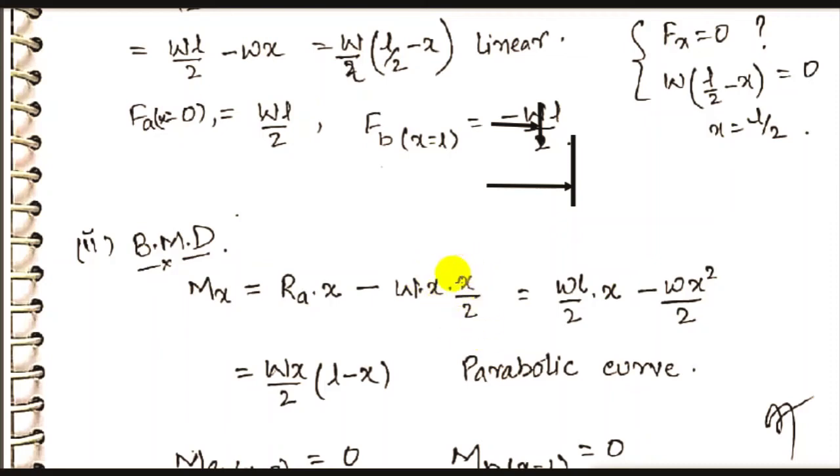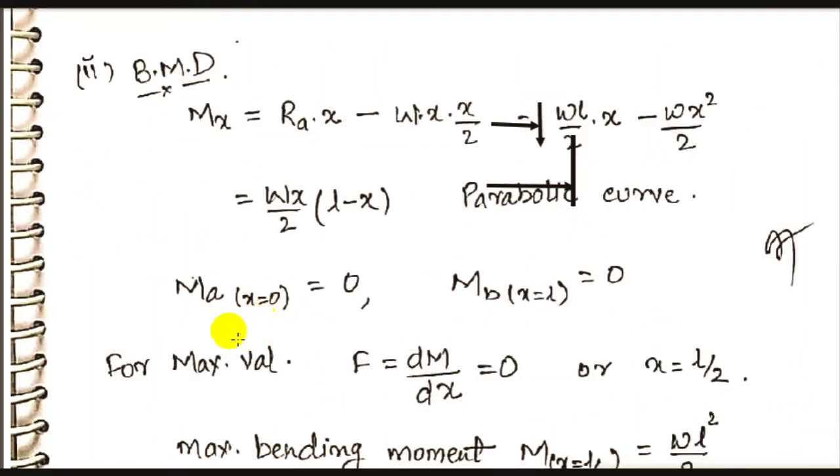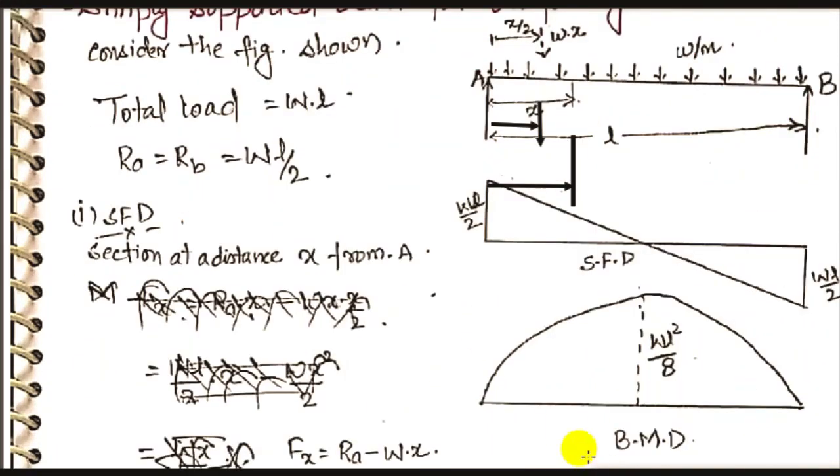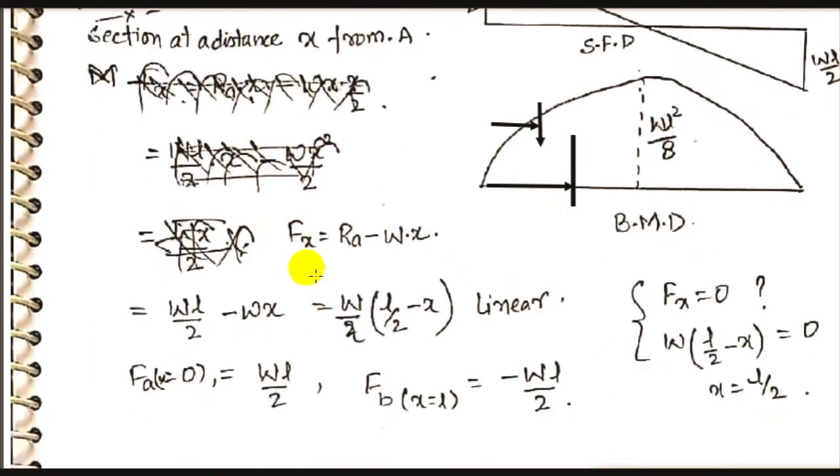Why is it X by 2? Because it is acting at the midpoint and it is the moment. Total load is W into X and acting at midpoint, so Wx into X by 2. Definitely it is a parabolic equation, and at point A and B it is 0. So where is the maximum bending moment? At this point it is 0, at this point it is 0.